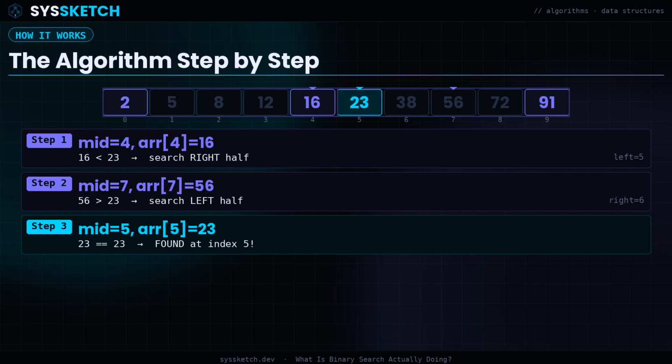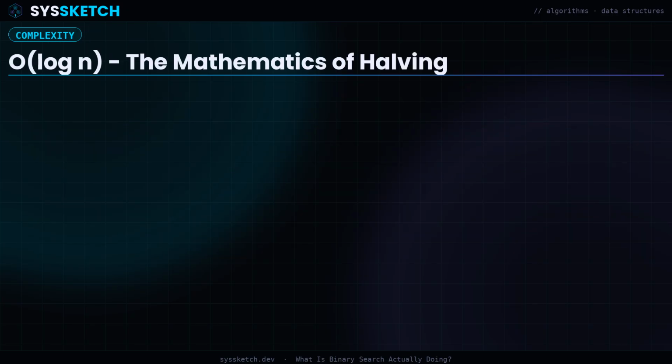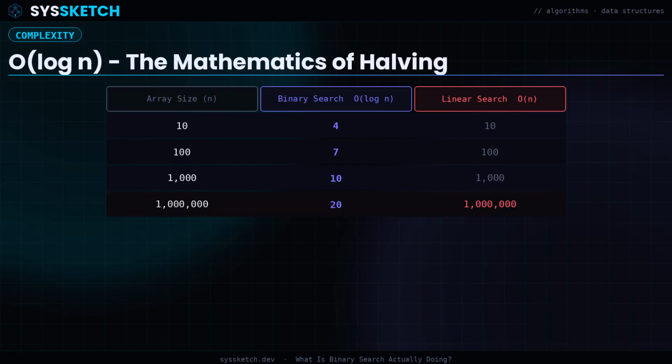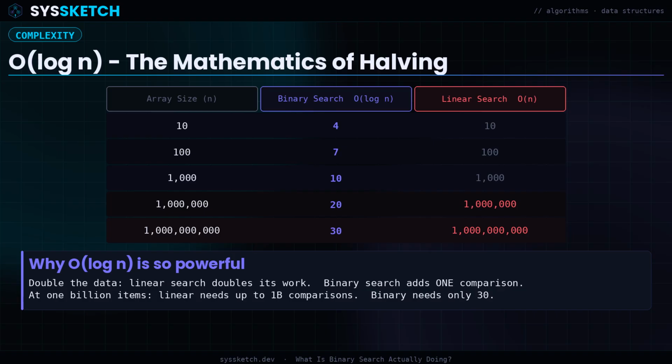The formal name for this rate of shrinkage is logarithmic time complexity. Computer scientists write it O of log n, where n is the number of elements and the base of the logarithm is 2. Log base 2 of 1 million is roughly 20. Log base 2 of 1 billion is roughly 30. The number of comparisons grows almost invisibly compared to the growth of the input. Linear search is O of n: double the data, double the comparisons. Binary search is O of log n: double the data, add one comparison. This is one of the most important practical differences in algorithm design.